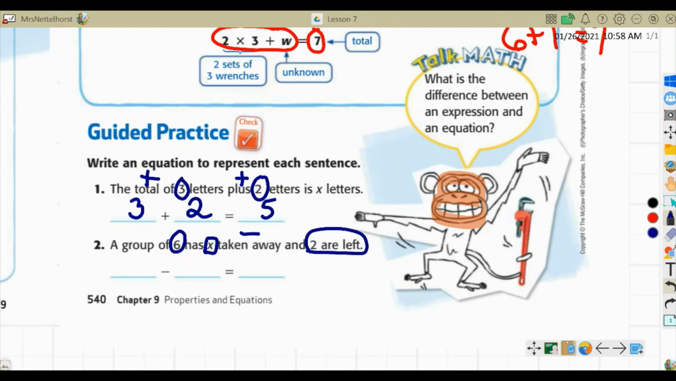Okay, pause your video and see if you can plug that in. Okay, so I have 6, I took away x, and left 2. If you know what x is, you can write it underneath. 6 minus x equals 4. Or 6 minus 2 equals 4. So 6 minus 4 equals 2. So x is 4. Sorry, I said that wrong. Okay, next page.